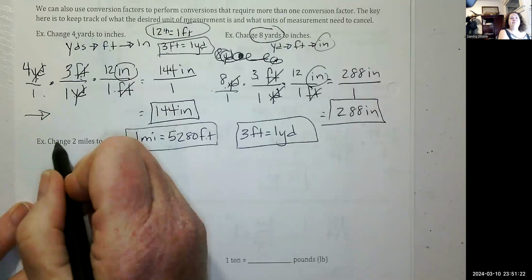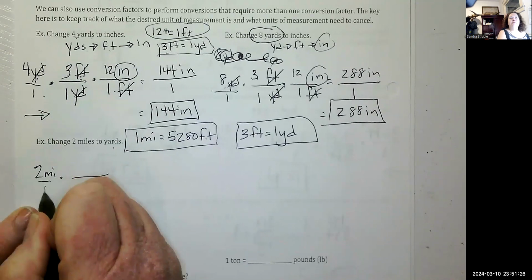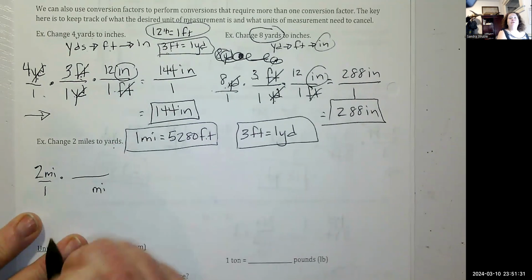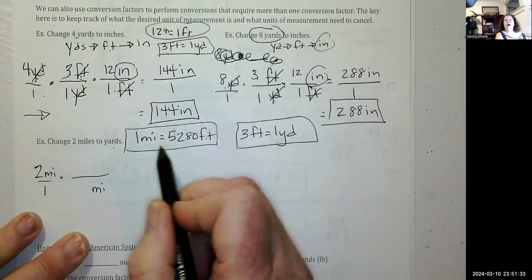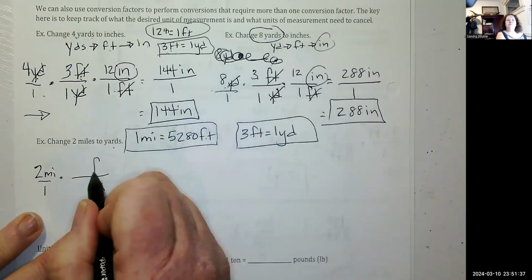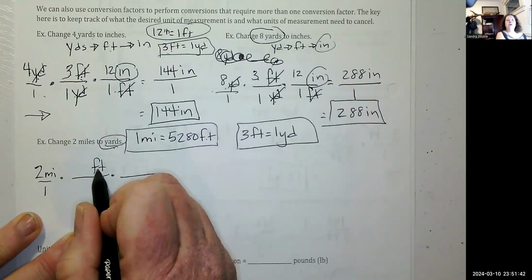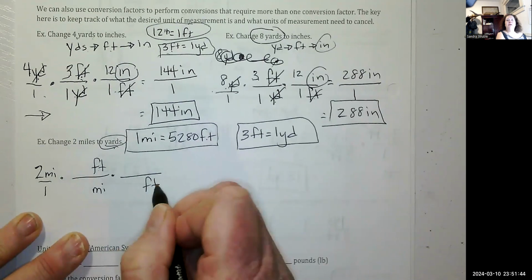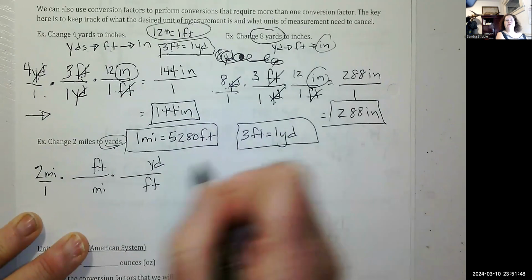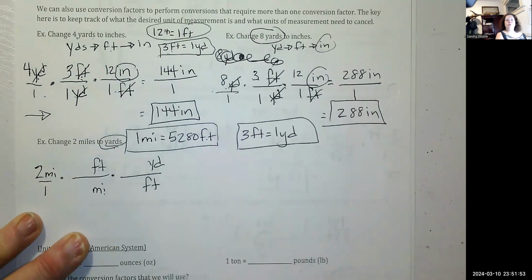I'm starting with what they're giving me, which is 2 miles, and that is over 1. Miles is in my numerator, so I need miles in my denominator. Now I need to see where I'm heading next. This is the only one that has miles in it. I can get from miles to feet. But I don't want to be in feet. I want to be in yards. So I need to get rid of my feet. And over here, I can get to yards. So miles would be gone, feet would be gone, yards would be my answer. Cool, that's where I want to be.